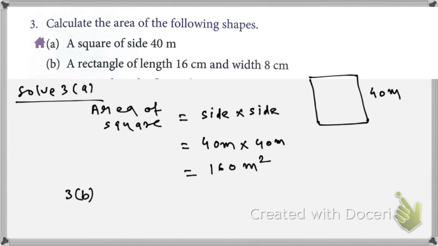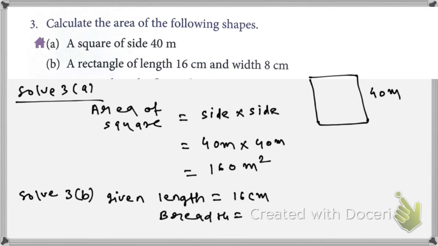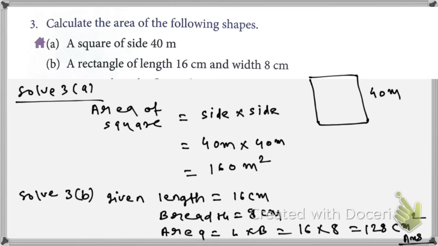3B. A rectangle of length this and that. We have been given the length. What is the length here? 16 centimeter. And what is the breadth here? Breadth is 8 centimeter here. So students, area will be length into breadth. Length is here 16 and it is 8. So 16 into 8, common 4, 128. So the answer is 128 centimeter square.